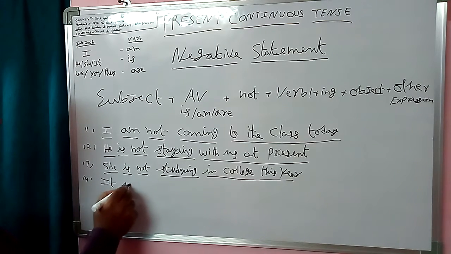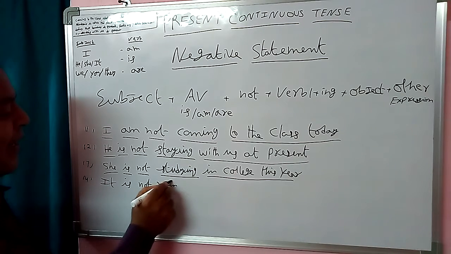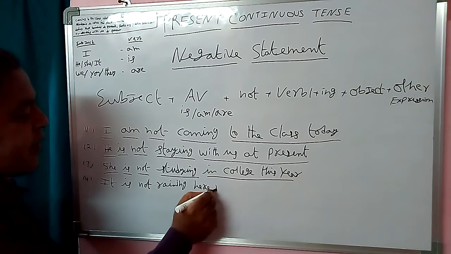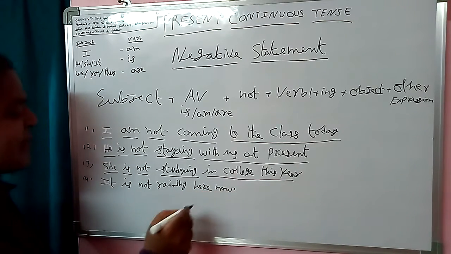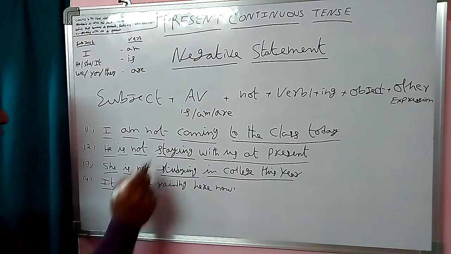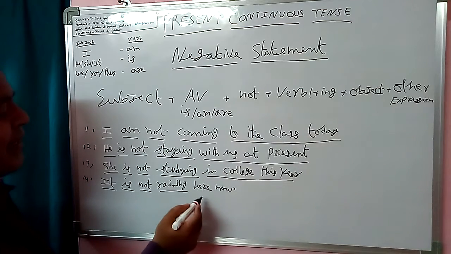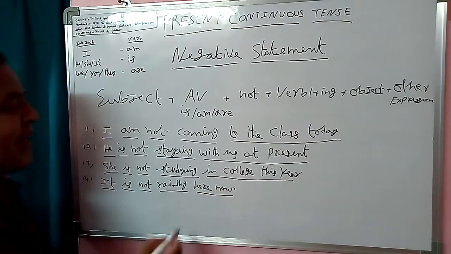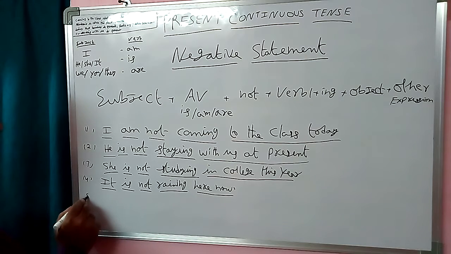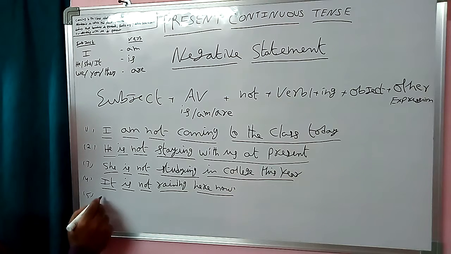It is not raining here now. It, subject, is, auxiliary verb, not, raining, verb 1 plus ing, here now, object and other expression. It is not raining here now.